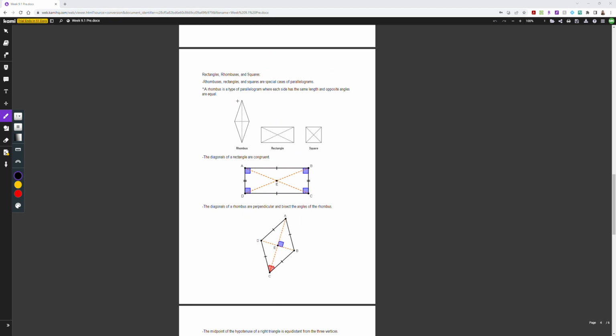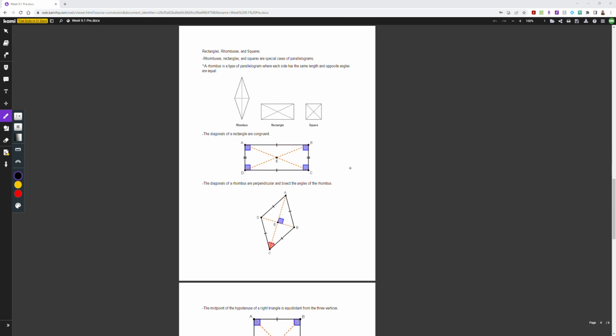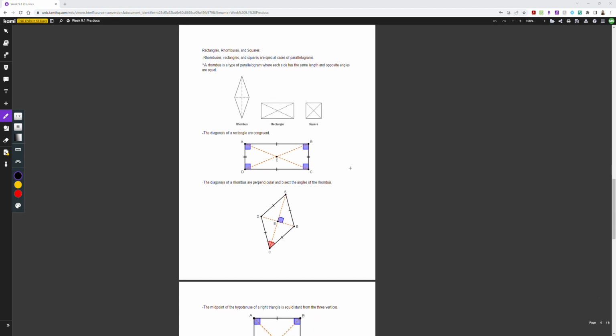Alright, so just remember, a rhombus is a type of parallelogram where each side has the same length and opposite angles are equal. So this and this, this and this would be the same length, and then their opposite angles, this angle and this angle will be the same, and this angle and this angle will be the same. Alright.